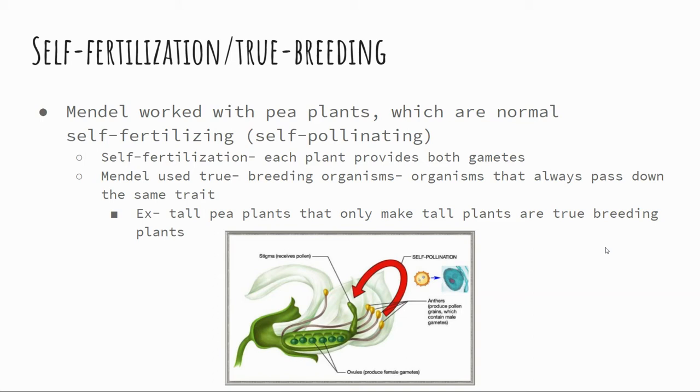Self-fertilization, true breeding. So Mendel worked with pea plants, which are normally self-fertilizing, or also self-pollinating. Self-fertilization means that each plant provides both gametes, both male and female, pollen and egg. Mendel used true breeding organisms, which are organisms that always pass down the same trait. For example, tall pea plants that only make tall pea plants are true breeding plants, and short pea plants that only make short pea plants are true breeding plants.